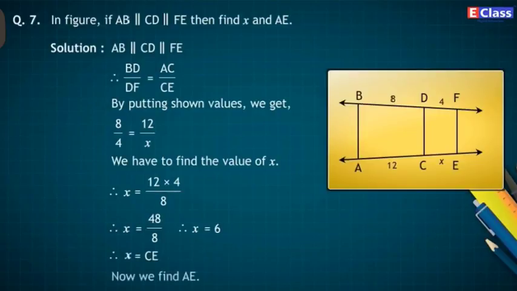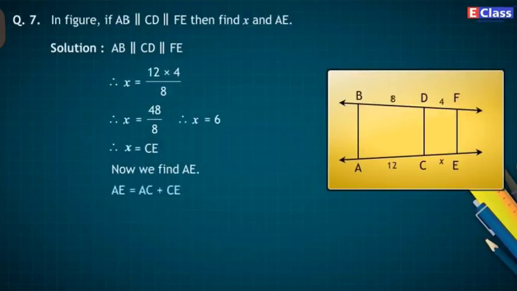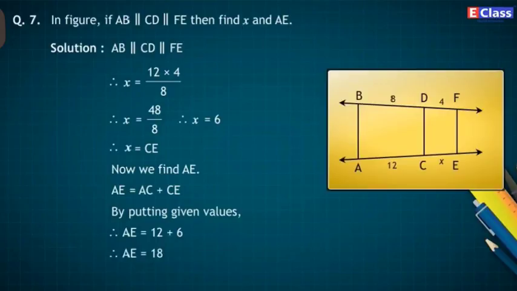Now we have to find AE. AE is equal to AC plus CE. By putting the given values, hence, AE is equal to 12 plus 6. Therefore, AE is equal to 18. Answer: X is equal to 6 and AE is equal to 18.